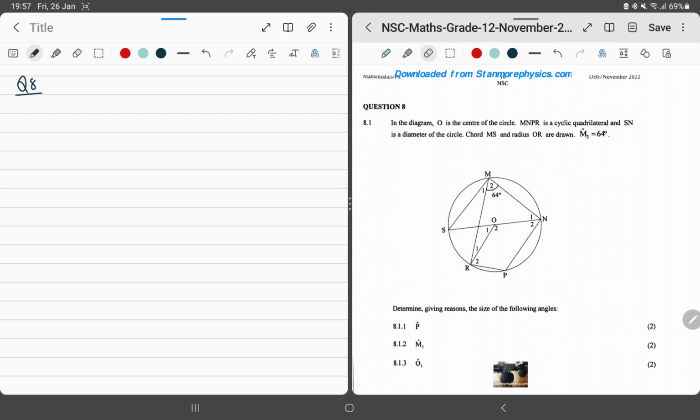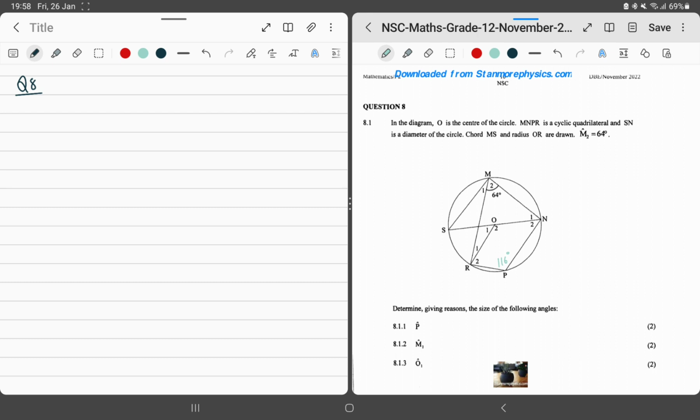We are told that this right here is a cyclic quad. So when you add this and that, you must get 180 degrees because the opposite interior angles of a cyclic quad are supplementary. So that's going to be 180 minus 64. So this angle is 116 degrees.